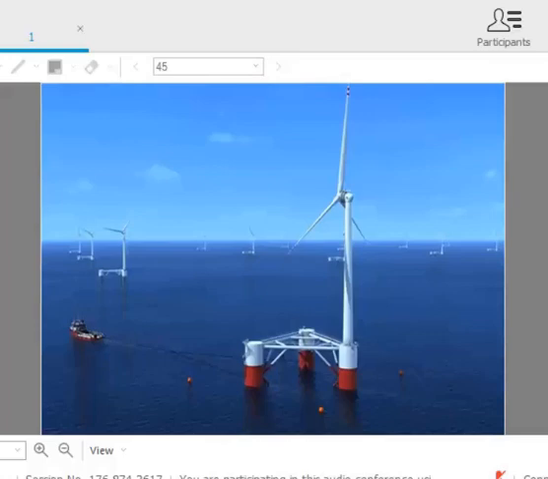Advantages of offshore windmills: greater area is available for setting up large projects. The wind blows faster and more uniformly than on land.